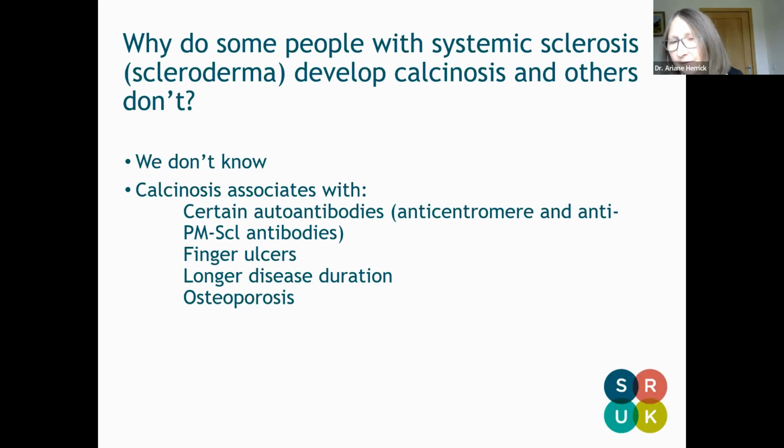The other thing we know is that people with finger ulcers are more likely to have calcinosis. And because many studies have shown this, we do know that the longer you have scleroderma, the more likely you are to develop calcinosis. Calcinosis tends to be something which develops later in the disease, although that doesn't always happen. And in fact, sometimes calcinosis is a presenting feature. And there are one or two studies which suggest that there's an association with osteoporosis.